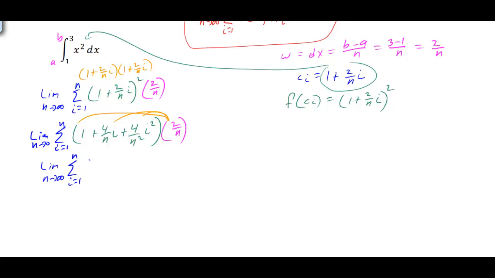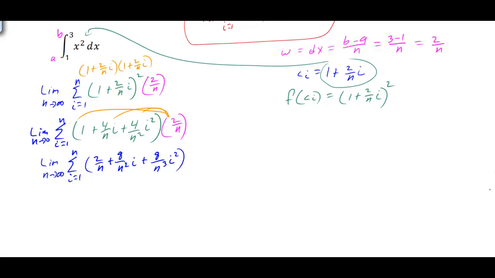So once we distribute this, we're going to end up with 2 over n plus 8 over n squared i plus 8 over n cubed i squared. And now we're at the point where we can eliminate the summation by using the formulas. Now keep in mind here we have 2 over n. This is our constant. Here we have our i term, and then we have an i squared.